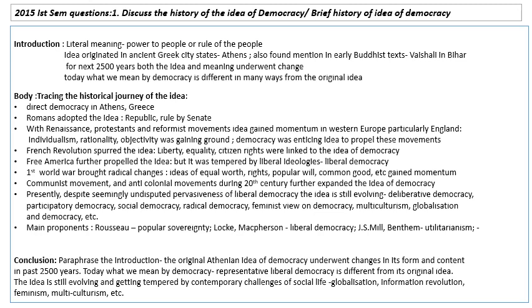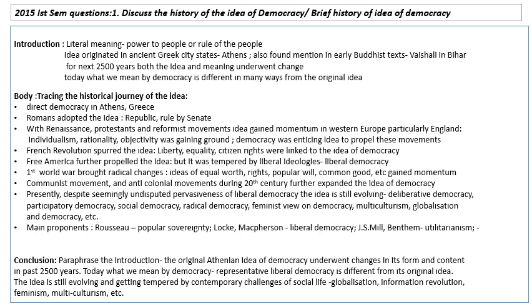The First World War brought radical changes. The idea of equal worth, rights, popular will, common good, etc. gained further momentum. Thereafter, in the 20th century, the communist movement and anti-colonial movement further expanded the idea of democracy, different from the liberal democracy idea propagated by America. So the Marxist view and a different kind of communist democracy, or social democracy, came into being in the 20th century.